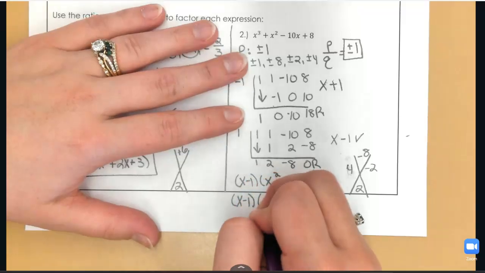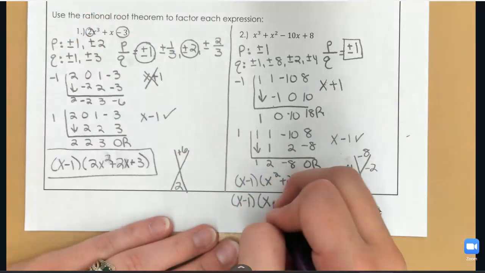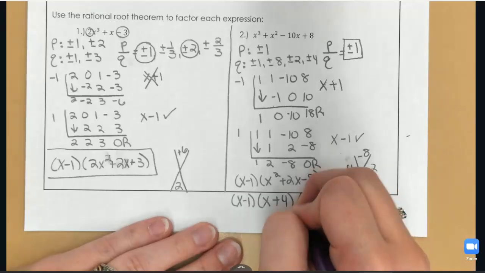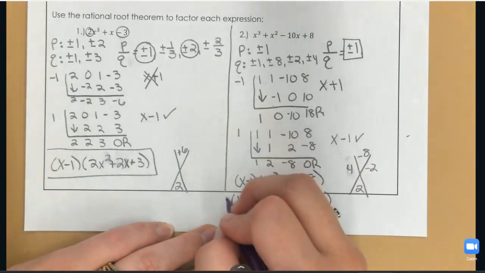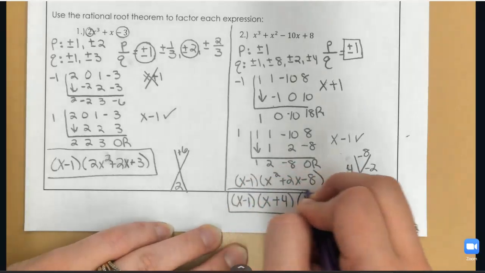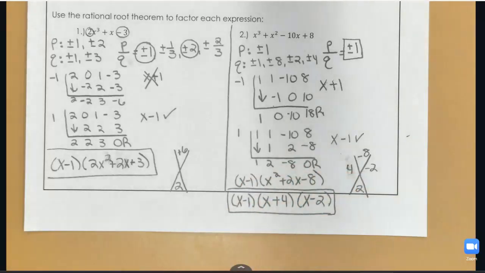That x minus 1 stays in the front. And I can factor the trinomial into x plus 4 times x minus 2. And that is my final factored answer. So, synthetic division, rational root theorem, you've got it now.